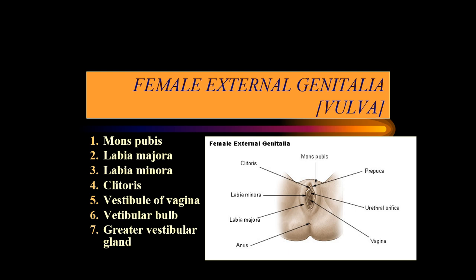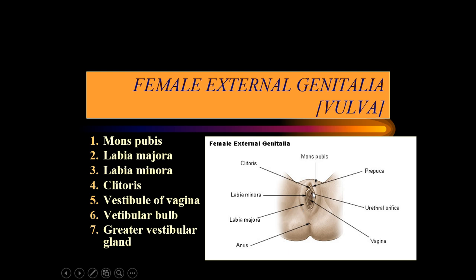To begin with, the female external genitalia, which is visible from outside, is also called the vulva. This is the picture depicting the same, and we'll try to identify the important structures. We'll not go into details, just the important structures which can be seen from outside. The first thick padded layer here is filled with a huge quantity of fat. This is called the mons pubis.